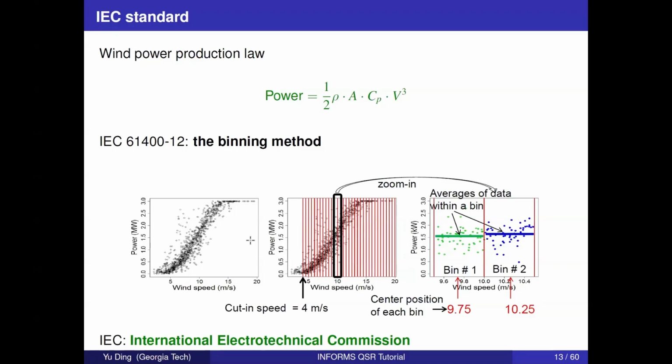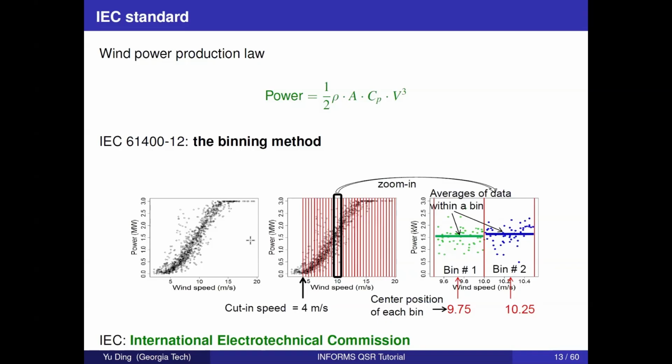For this particular turbine, the cut-out speed is 20 meters per second. This is one of the old wind turbines we come across. And then from there, you cut the wind speed into small intervals. The standard or default value is 0.5 meters per second, right? And then you see how many data points fall into different bins.